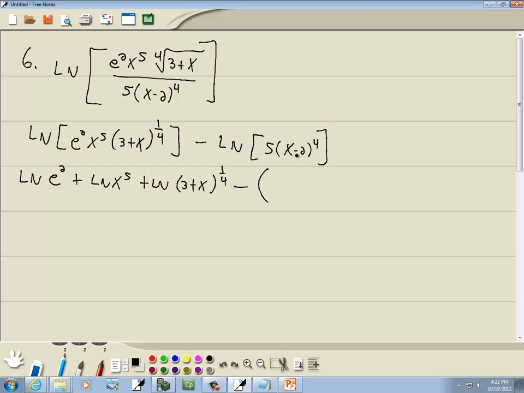Minus, now put parentheses here because this minus has to flip the sign of everything that follows it. The main thing in this second bracket is multiplication. We got 5 times x minus 2 to the 4th. So we rewrite multiplication as addition. So we got natural log of 5 plus natural log of x minus 2 to the 4th.